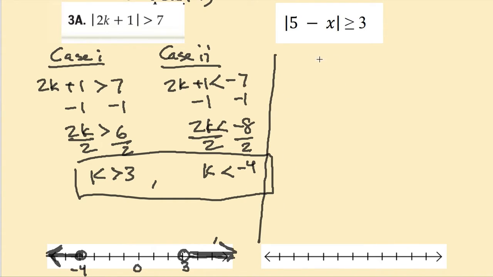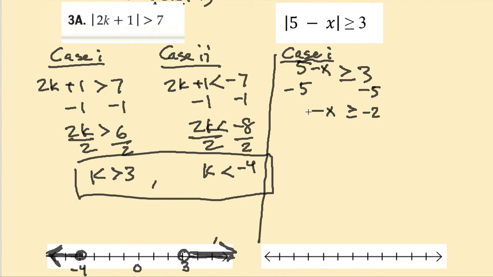Okay, let's try this one. I kind of like this one because I think it's good to have some problems that look a little different from everything else we've been doing. All right, so 5 minus x is greater than or equal to negative 3. We're going to start out subtracting 5. You've got negative x is greater than or equal to negative 2. And then we have to do that negative 1 thing, right? Make this positive, flip that sign around. Negative 2 times negative 1 equals positive 2. So x is less than or equal to 2.